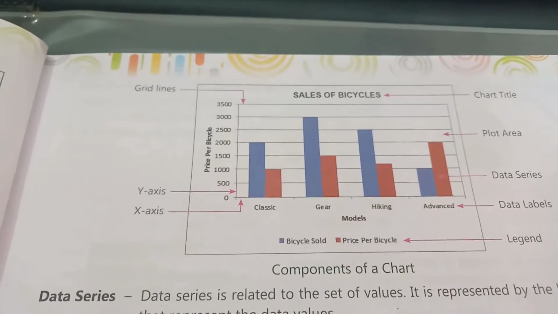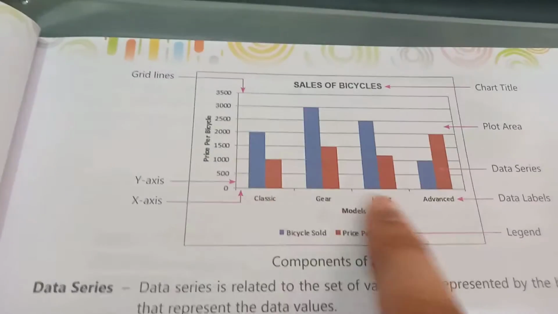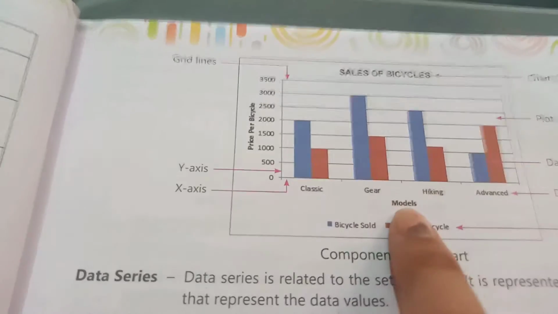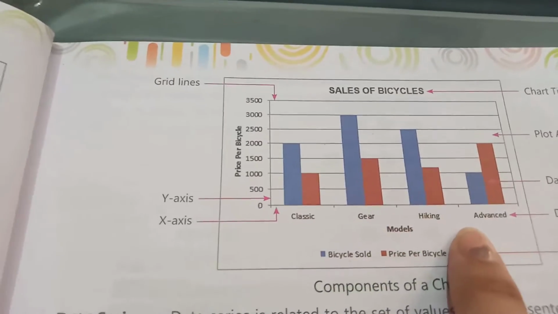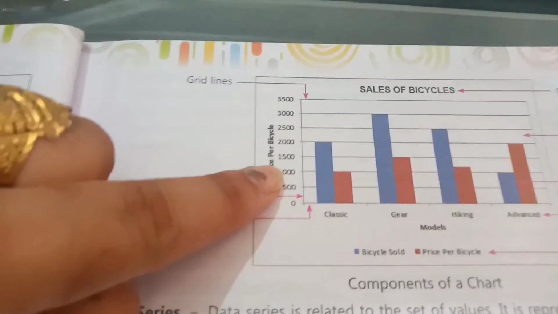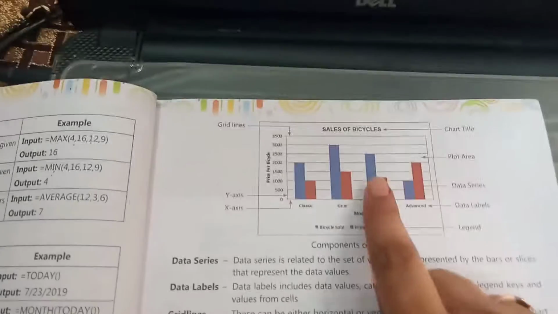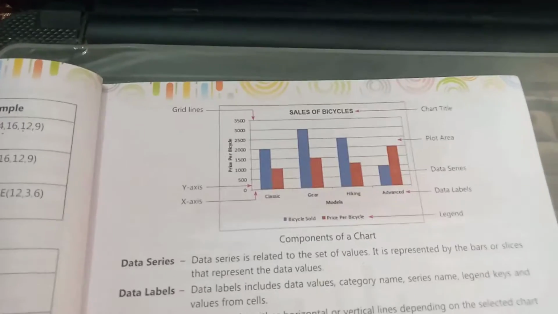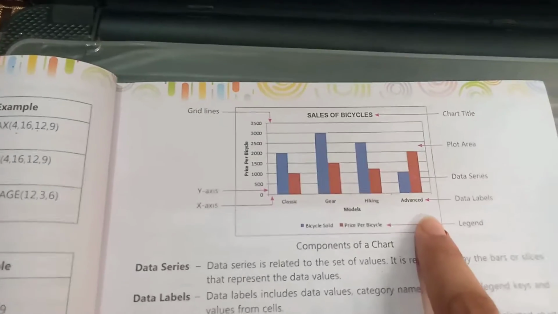Plot area is a blank area where a chart is drawn, and here on the x-axis the models like classic, gear, hiking, advanced are displayed. The x-axis is the horizontal bar and the y-axis is the vertical bar where the prices per bicycle are shown. Here the plot area is the blank area. A data series is a set of values. The data labels are classic, gear, hiking, advanced. All these are the data labels.